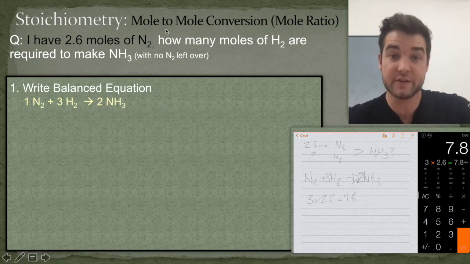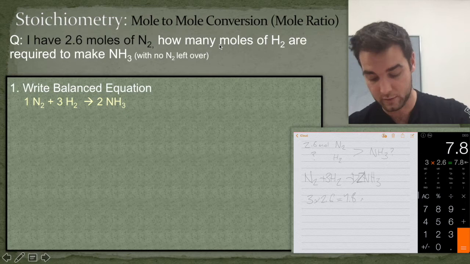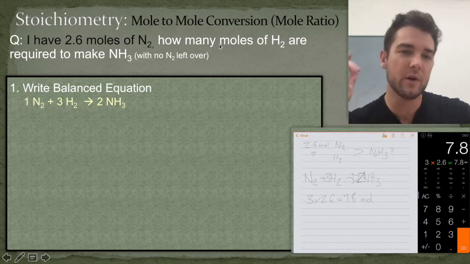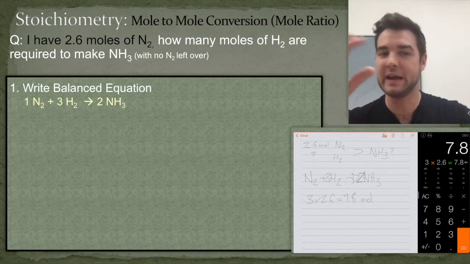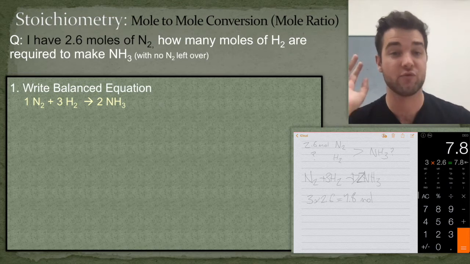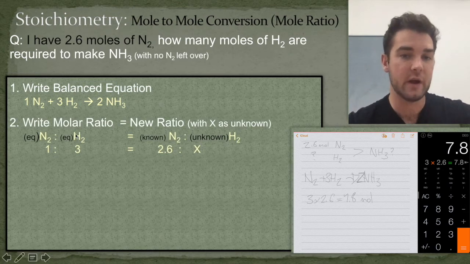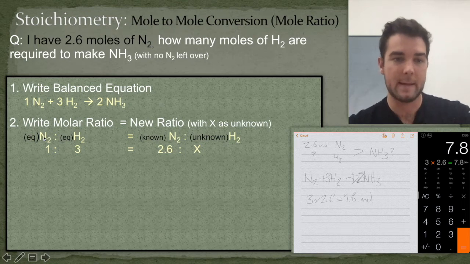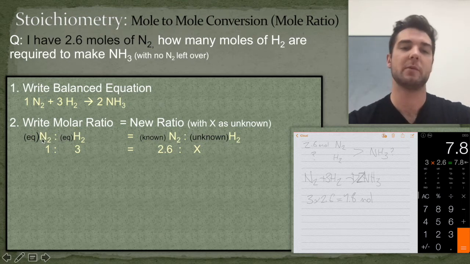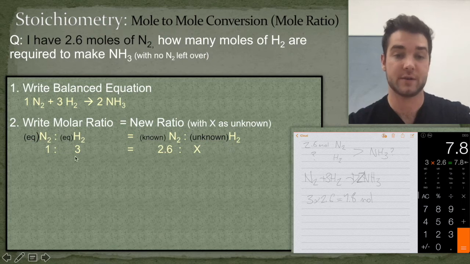So obviously the answer to the question is 7.8 moles, using the mole ratio. But I want to teach you a way that's foolproof, so even if the numbers are really obscure and hard to work out, you'll still be able to do it. So what you do is, I know that the ratio in question is the ratio between nitrogen and hydrogen, 1 is to 3.